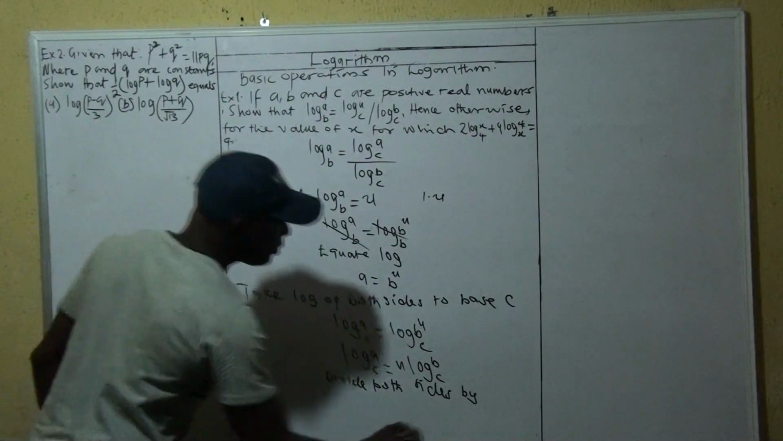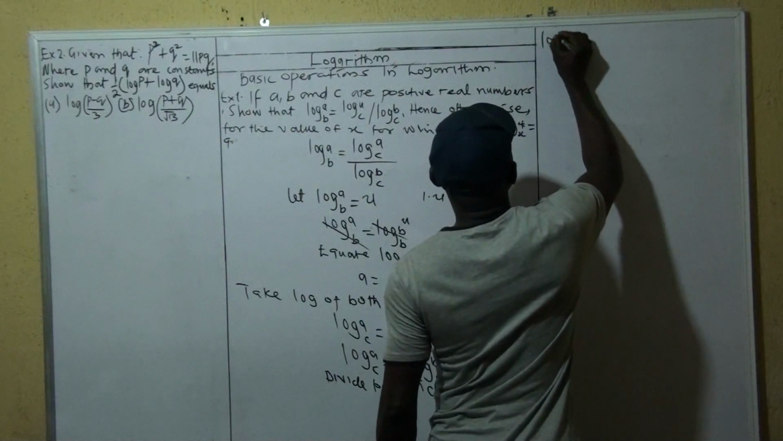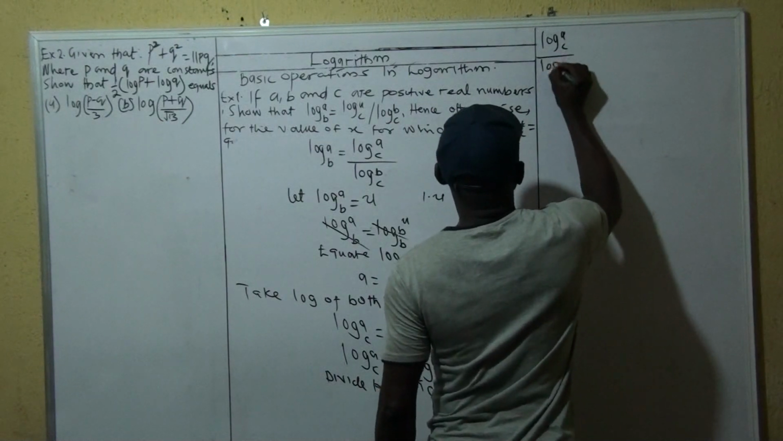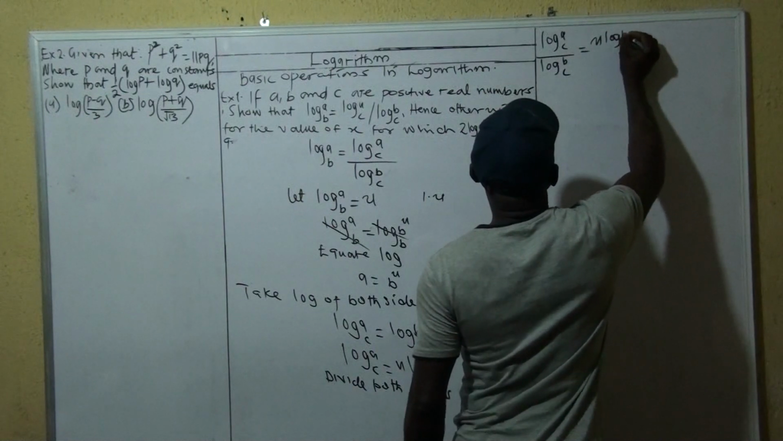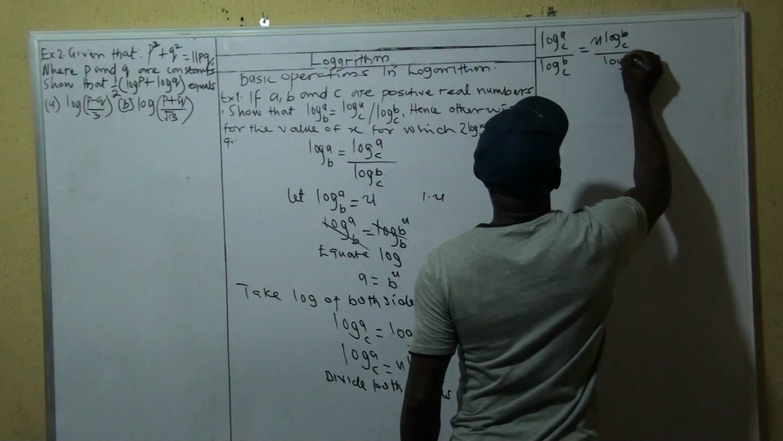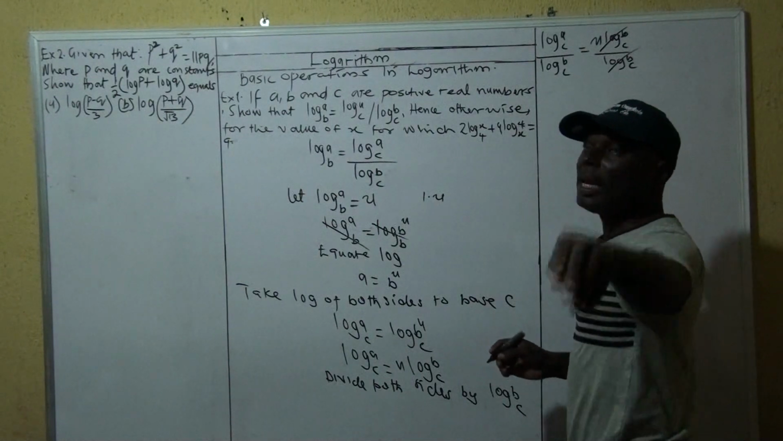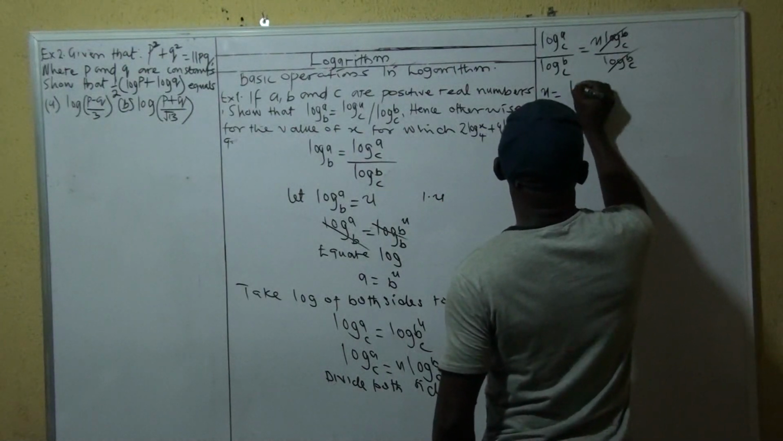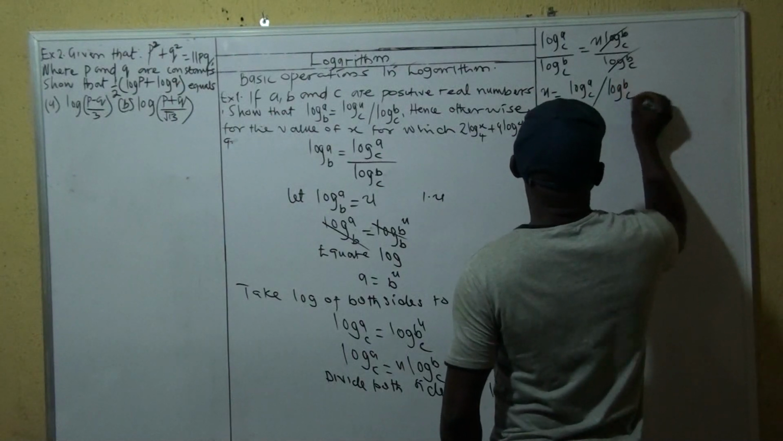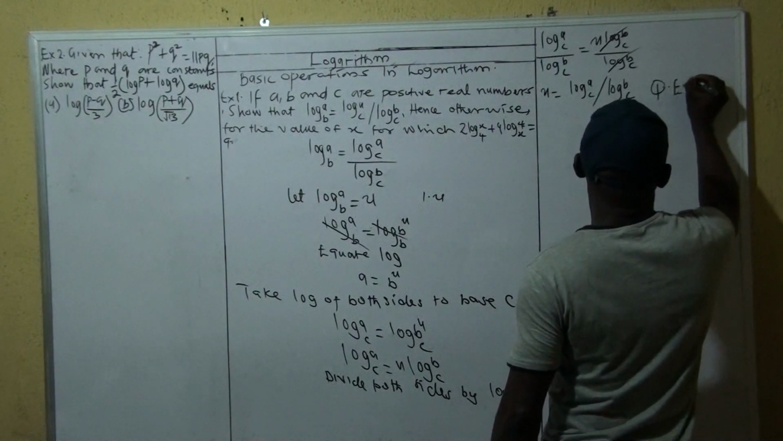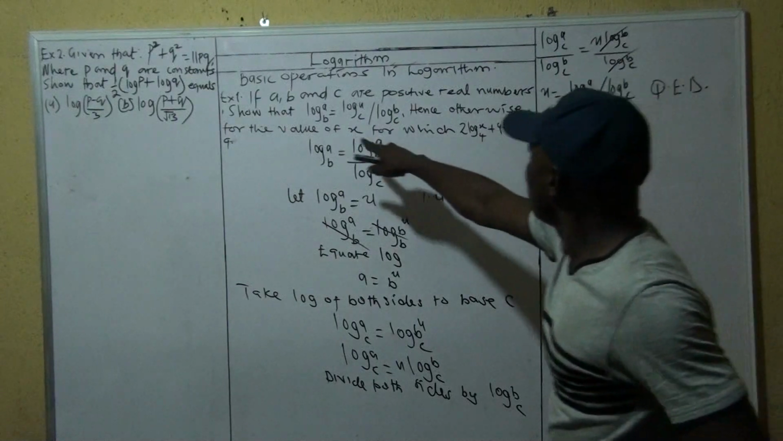by log B to base C. If we do that, this becomes log A to base C divided by log B to base C is equal to U log B to base C divided by log B to base C, so that log B to base C cancel out, and we will be left with U equal to log A to base C divided by log B to base C. So we have shown it. I have shown that this is exactly this.